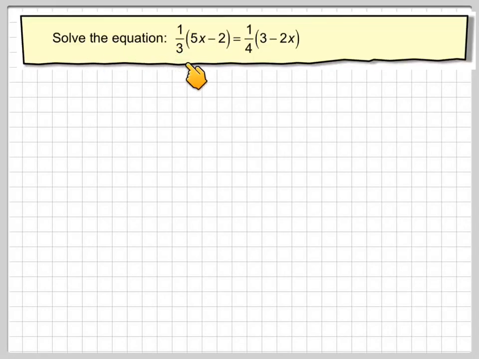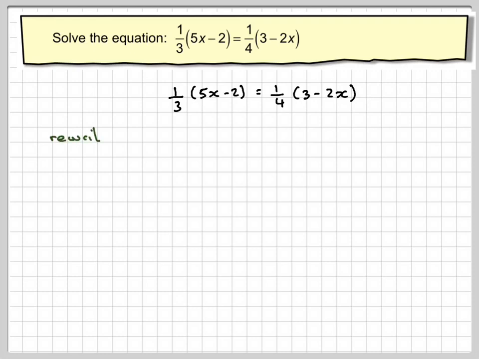Solve the equation 1/3 of (5x − 2) is equal to 1/4 of (3 − 2x). So let's write that down first of all. Right, what we've got to realise here is that we're multiplying by 1/3.